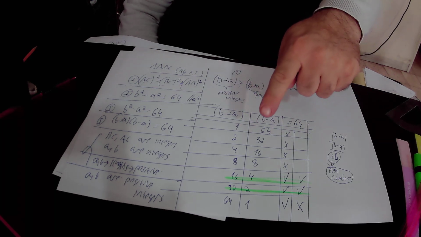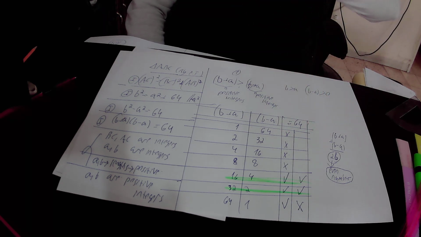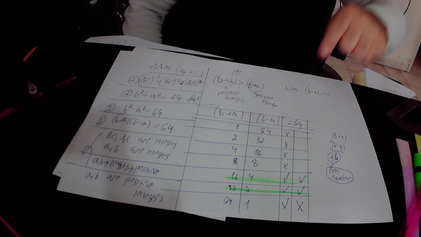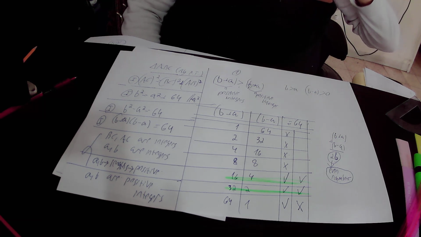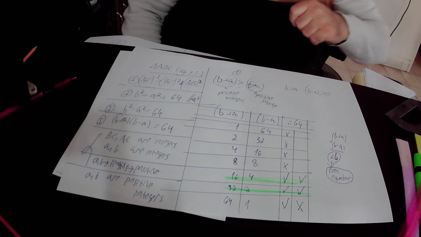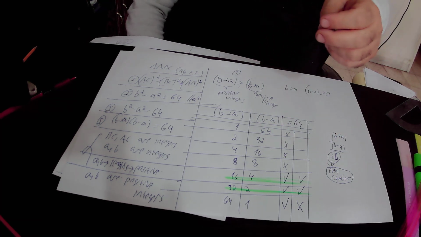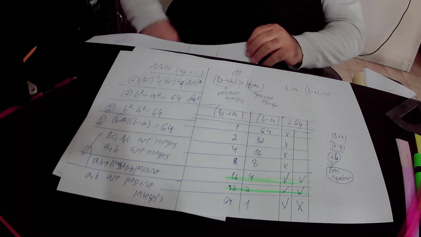So here 16 plus 4 is 20. 20 is an even number, therefore this is a good possibility. 32 plus 2 is 34. That is an even number. This is also a good possibility. And 64 plus 1 is 65. That is an odd number. It is not an even number. Therefore, we cancel this solution and we're left only with those solutions. In the next step, we'll find out the values of A and B in each solution.